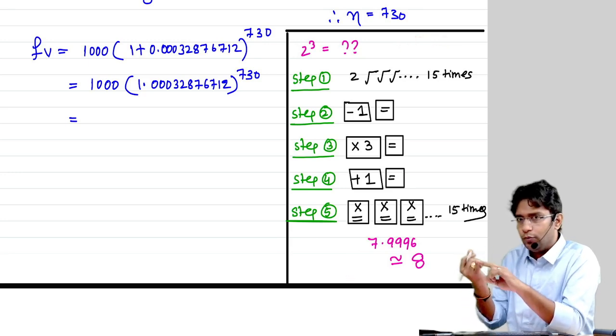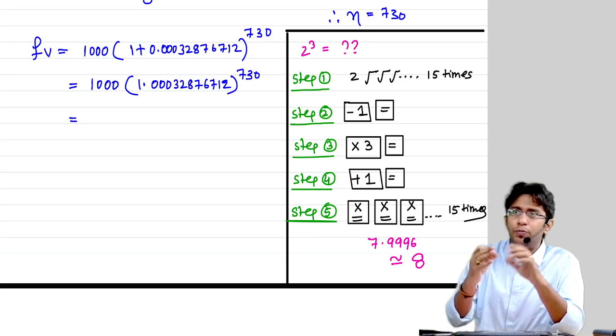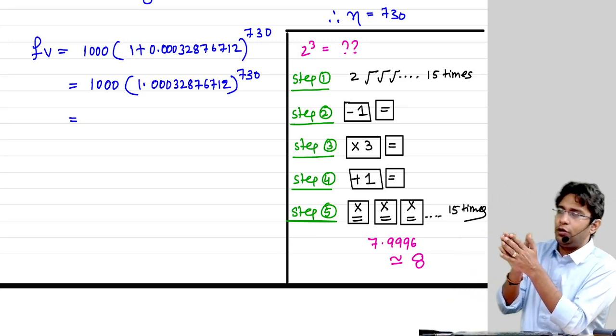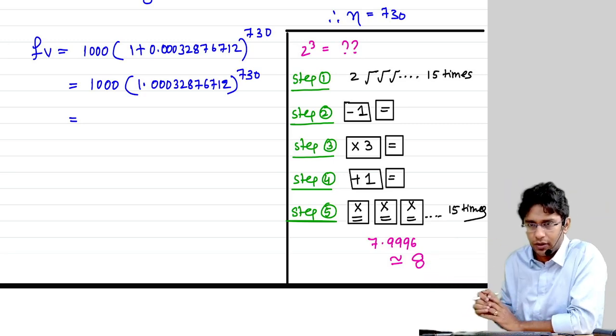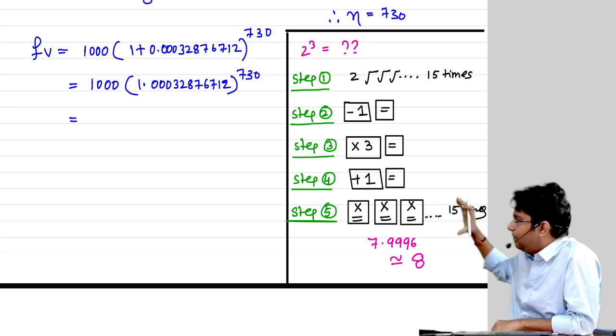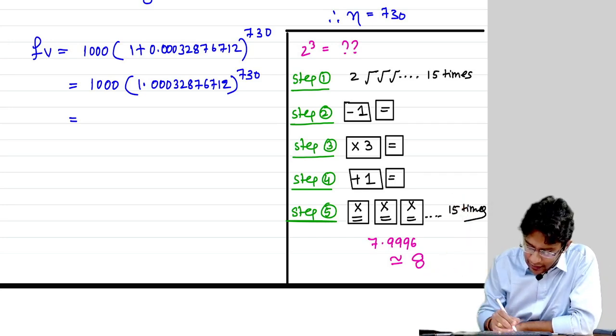Sir, whether it is 2 cube, whether it is 2 power 30, whether it is 2 power 1 by 5, whether it is 2 power 0.25, 2 power 0.30, it will all take the same time. There is an advantage for this. Okay? Now what we will do, we will apply this logic and try to compute this one.